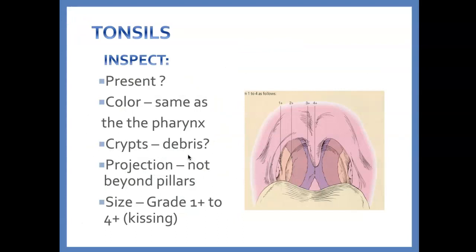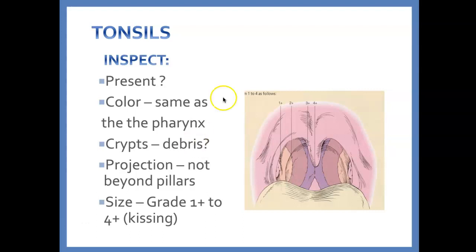The tonsils, again, are they present or have they been removed? They're not removing them as frequently as they had been in the past, but they should be basically around the same color as the rest of the mucosa in the mouth or the pharynx, the back of the throat. Sometimes there are little crypts or little pockets, and there might be some little debris in there. When we talk about projection, that means how far do they stick out?